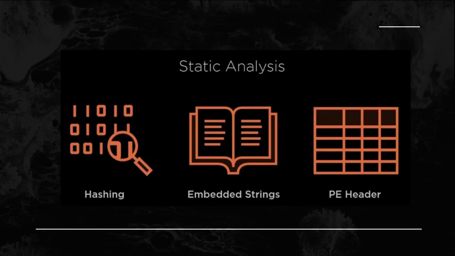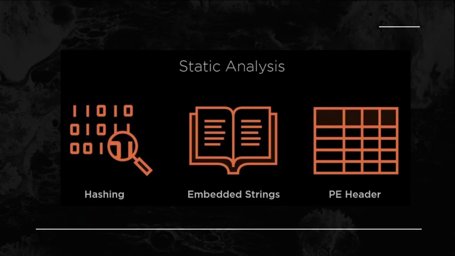Embedded strings are sequences of readable characters embedded within the malware binary. These strings can reveal clues about the malware functionality, such as URLs, file paths, IP addresses, and error messages. Analysts often search for suspicious strings that might indicate malicious activity, such as references to system commands.